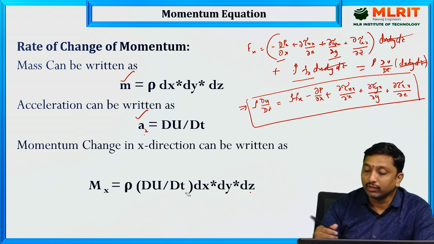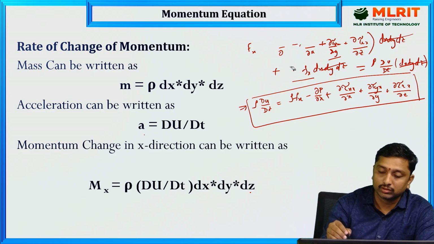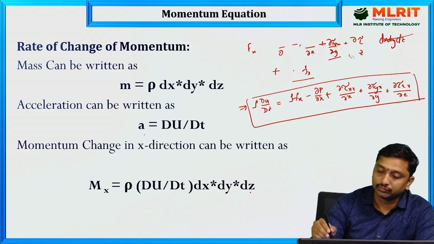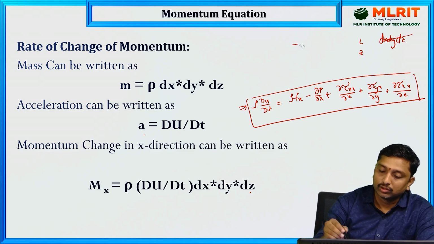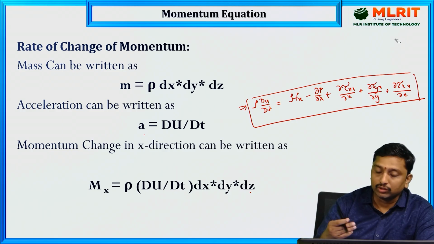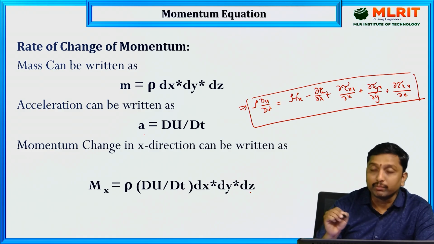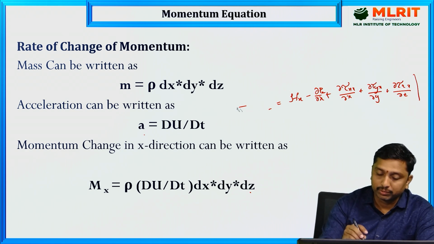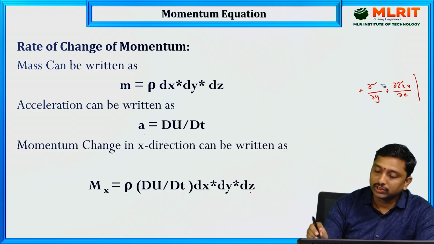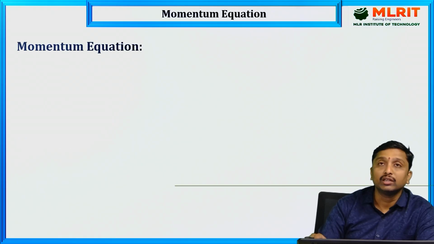Similarly, we can do it for y and z directions. Let's see what the final expression will be. You can try for the other two directions, y and z, where u will be replaced with v, fx will be replaced by fy, and px will be replaced with py. For a total fluid flow, each direction should be consistent with the equation. So let us see the final equations in x, y and z direction.